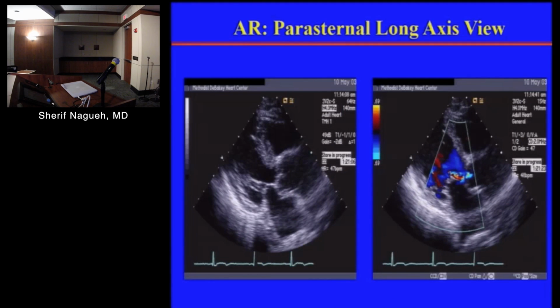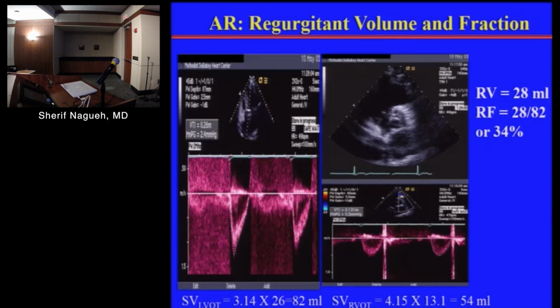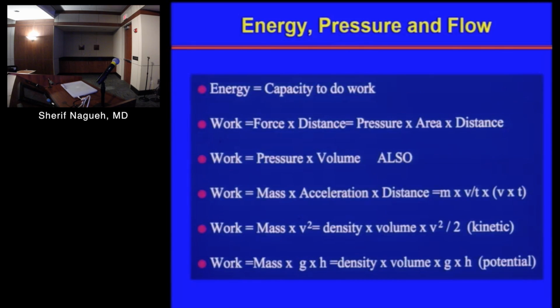We can do the same thing for aortic regurg. We get flow through the LV outflow tract. We get flow through the RV outflow tract. The difference between them is the AR volume.